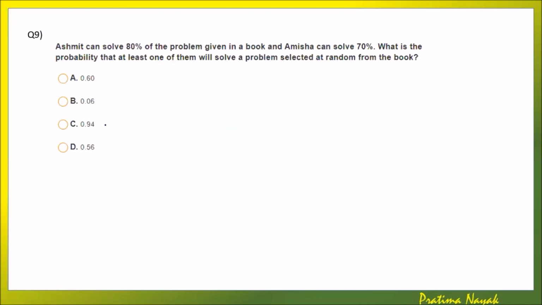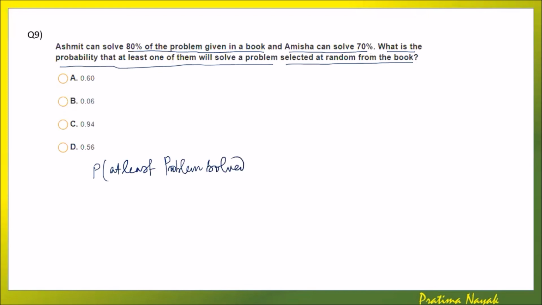Question number 9. Smith can solve 80% of the problems given in a book. Misha can solve 70%. What is the probability that at least one of them will solve a problem selected at random from the book? Options are 0.60, 0.06, 0.94, 0.56. So at least the problem is solved. Probability of at least one solving the problem is equal to 1 minus the problem is not solved.